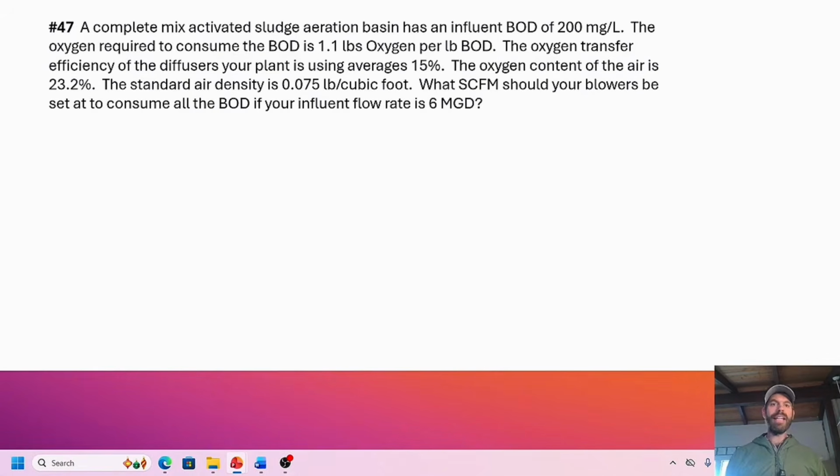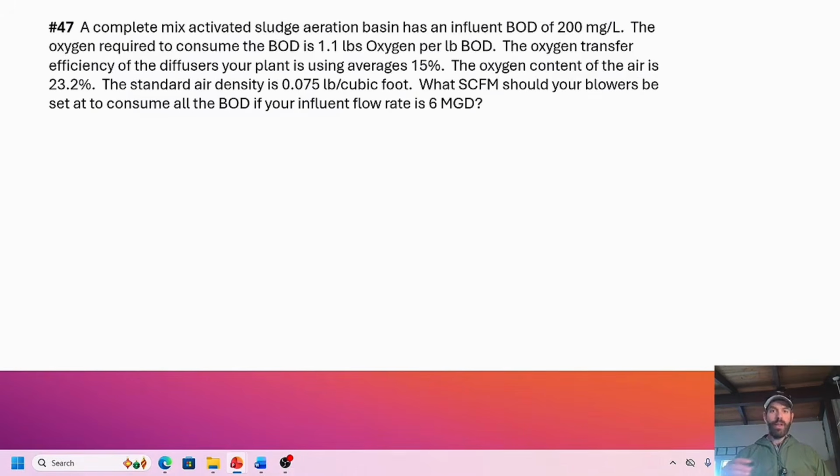A complete mixed activated sludge aeration basin has an influent BOD of 200 milligrams per liter. The oxygen required to consume the BOD is 1.1 pounds oxygen per pound BOD. The oxygen transfer efficiency of the diffusers your plant is using averages 15%. The oxygen content of the air is 23.2%. The standard air density is 0.075 pounds per cubic foot. What SCFM should your blowers be set at to consume all the BOD if your influent flow rate is 6 mgd?